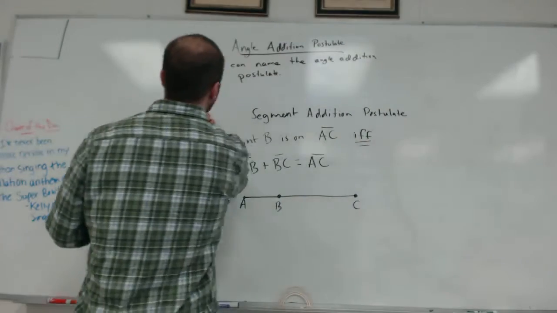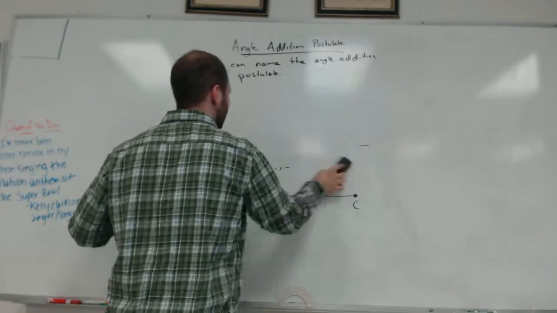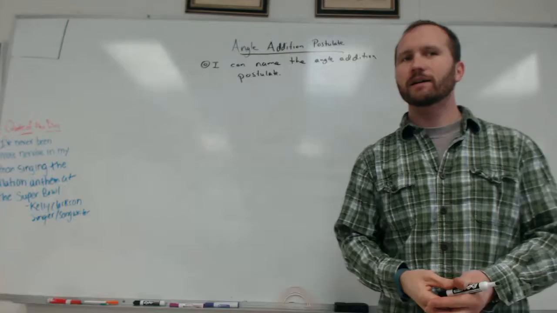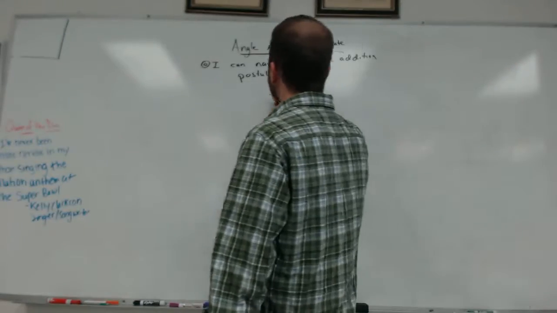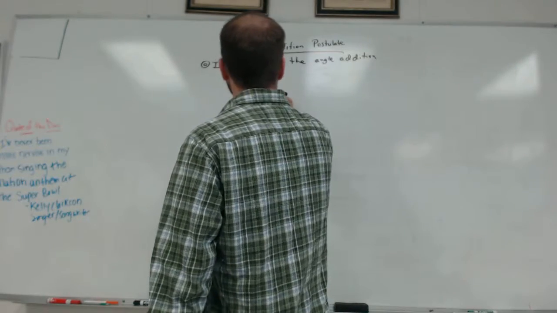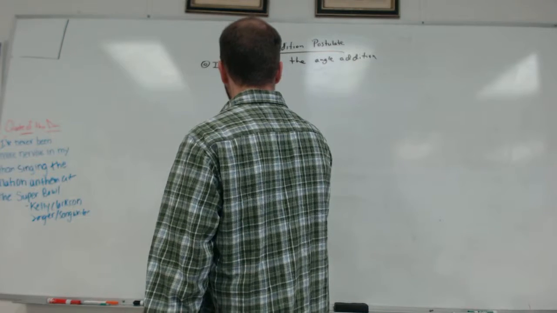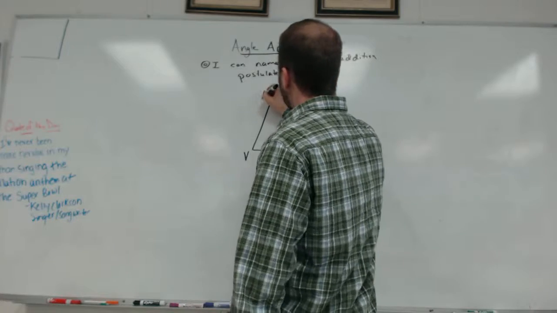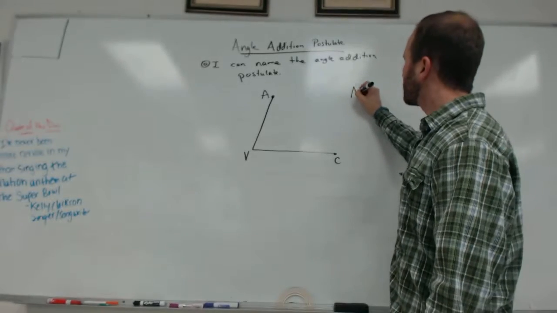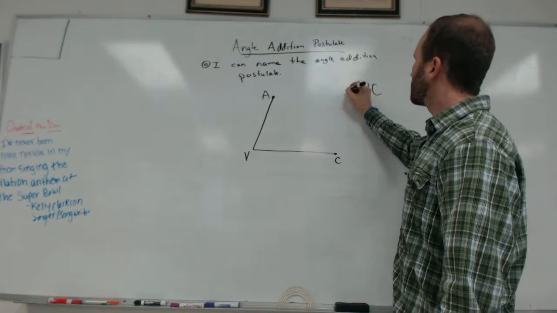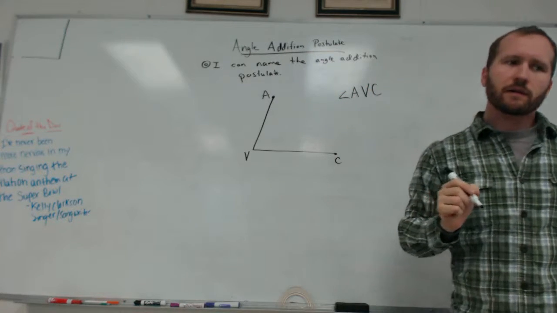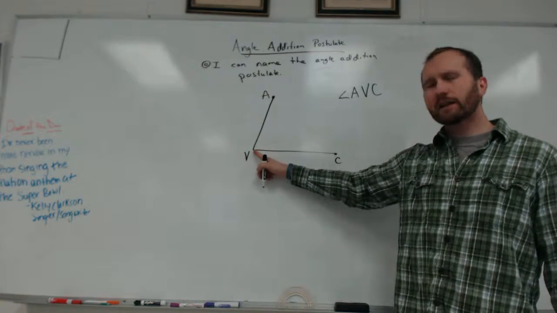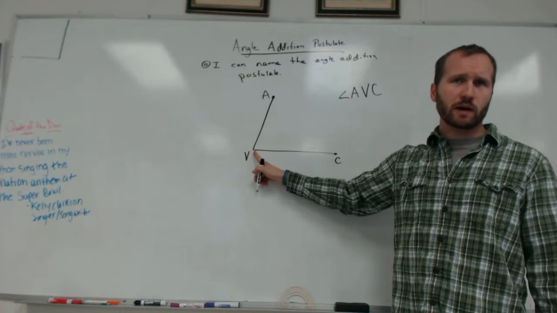Alright, so the angle addition postulate is going to be formulated or stated in a similar way. Okay, if we have an angle that is formed by AVC, right? This is angle AVC. I'm using V just because that's the vertex in this case. That's going to be pretty common.